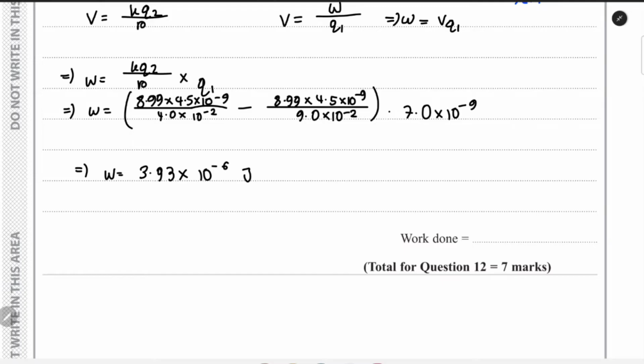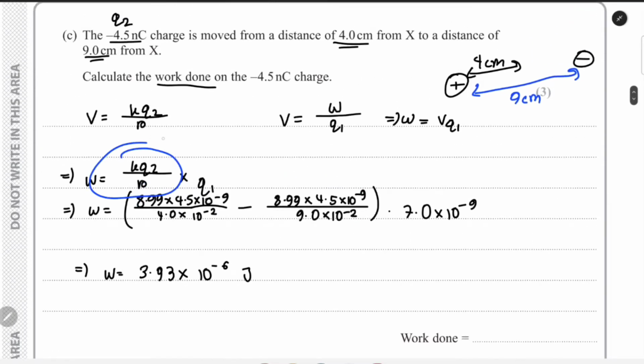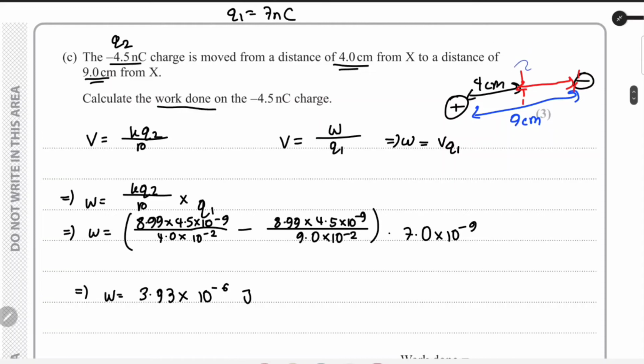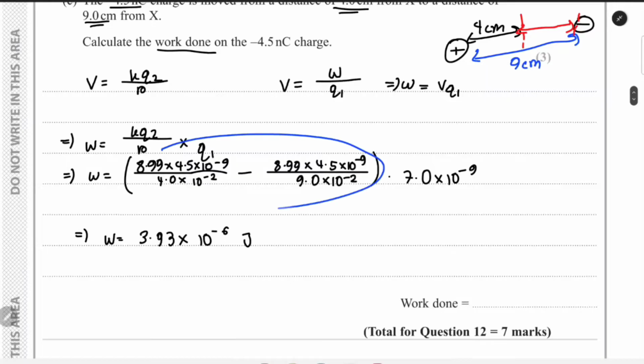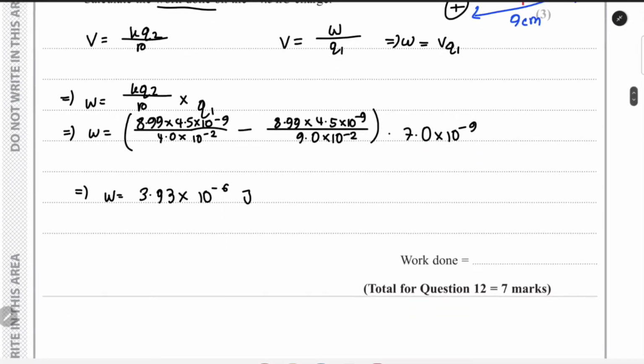Now there might be a confusion on why we have to do this. This value over here, this potential difference, will only show the potential at exactly that point. But in this case, I want to find the difference between them, so the difference from here to here. So for that difference, I'll first find the value for this point and then find the value for this point and then subtract them from each other. And if I multiply it with 7 into 10 to the power minus 9, we'll get the work done.